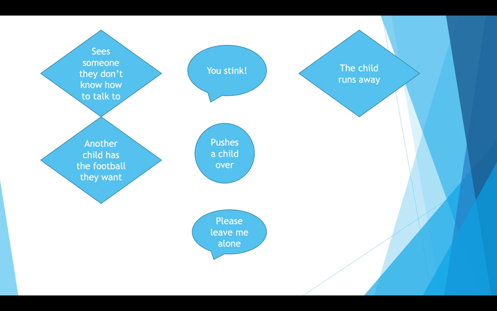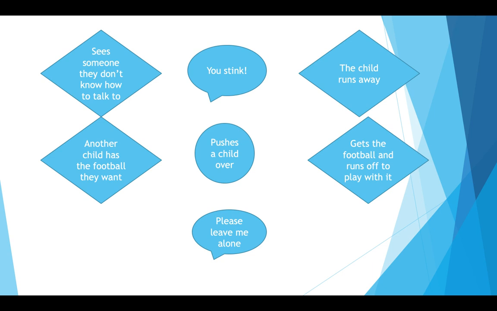Another child has a football that the child wants, so they push them over. They get the football and they run off to play with it. Job done. It's worked. So because they got the football, they run off to play with it. They wanted the football in the first place. The behaviour of pushing a child over to get that outcome is probably going to happen again.